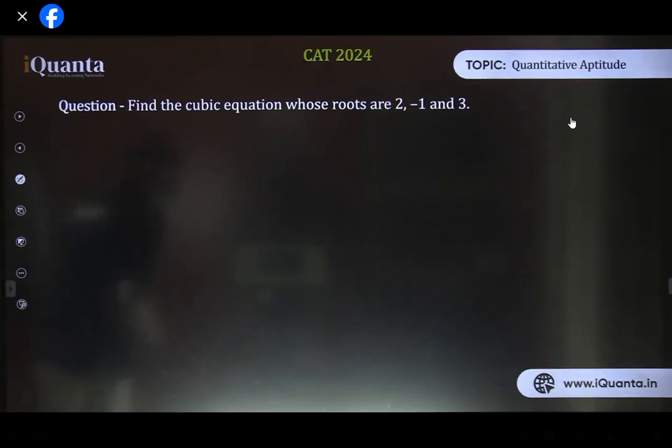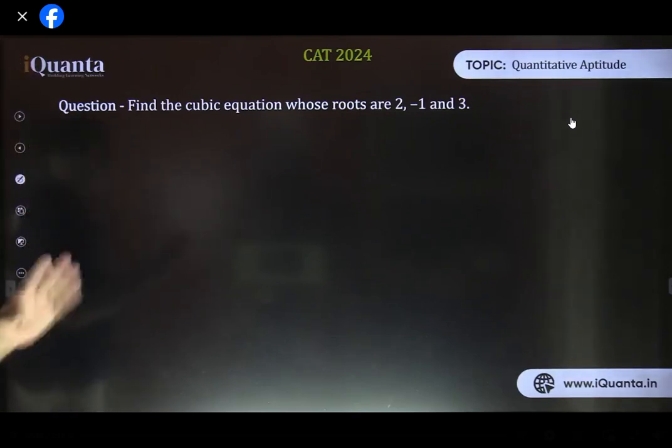Radha, whatever is the doubt, you can ask so that it can be clarified. By the way, so far we have not learned anything new. We have just extended the previous knowledge.